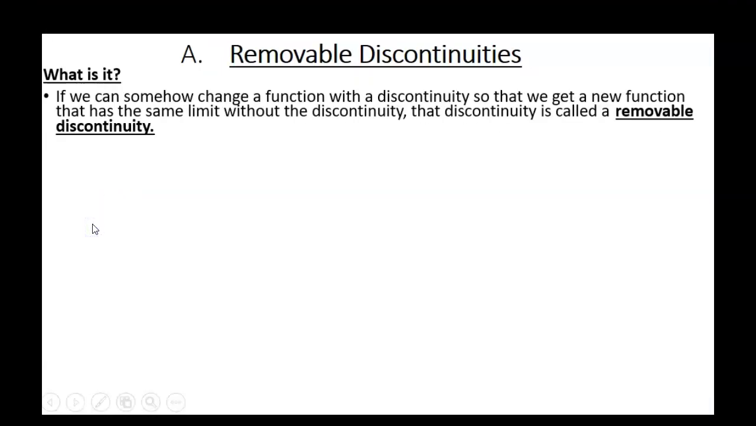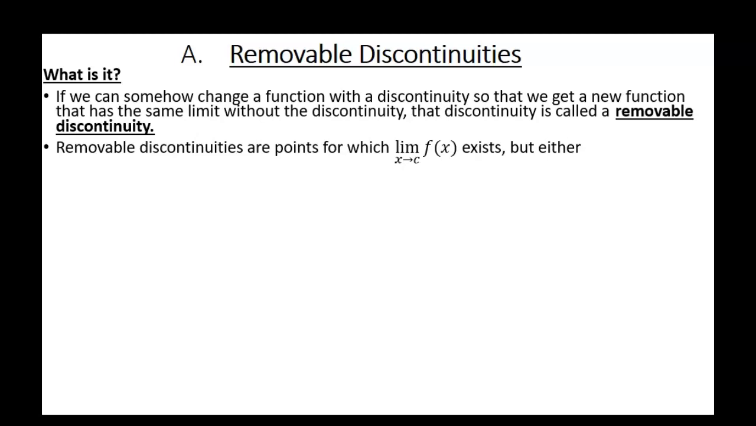So let's talk a little bit more officially, what's on your notes. What is a removable discontinuity? If we can somehow change a function with a discontinuity, like x squared minus 1 over x minus 1, by, say, factoring and canceling, so that we get a new function that doesn't have that discontinuity, then that's called a removable discontinuity because you can remove it, right?